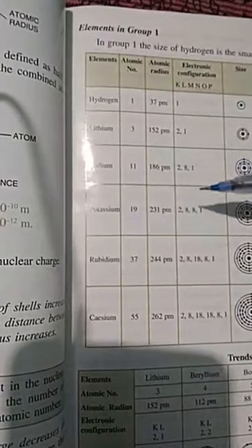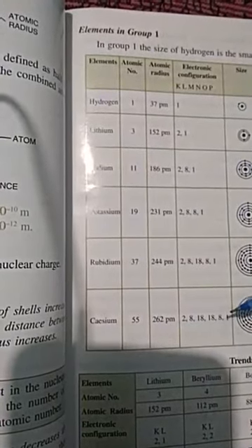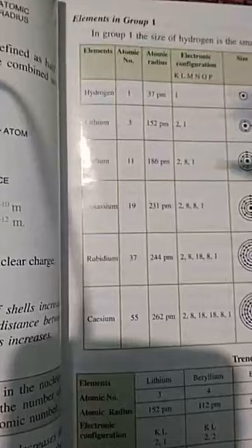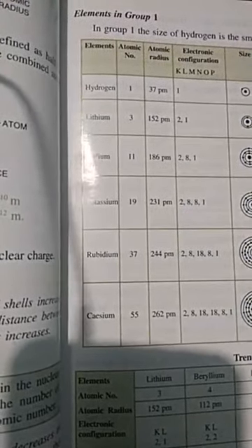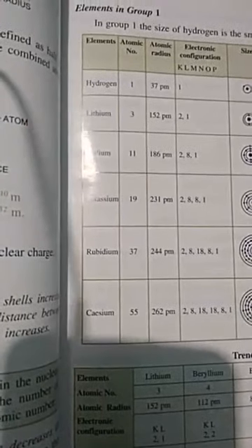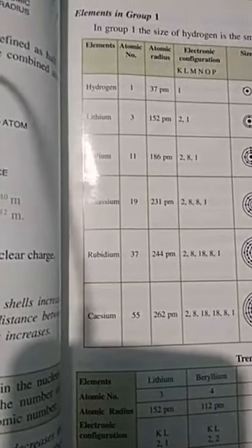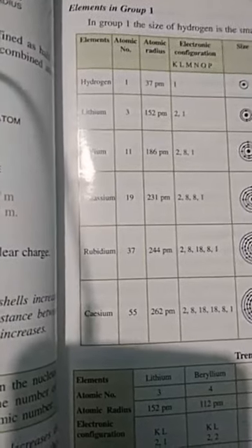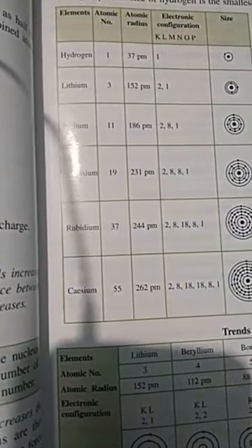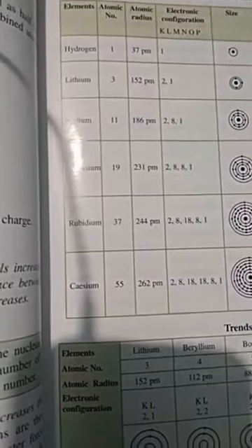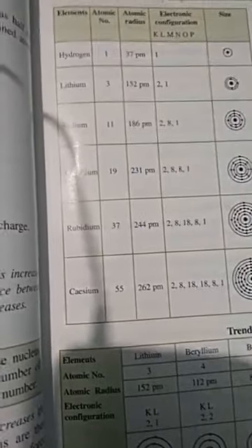If we can see, all these elements have only one electron in the valence shell. Obviously they all will lose only one electron, and that will be its valency, because valency is the combining capacity of elements. Combining capacity means the number of electrons lost, gained or shared. This is called its valency. So they will lose only one electron, therefore their valency will be 1.